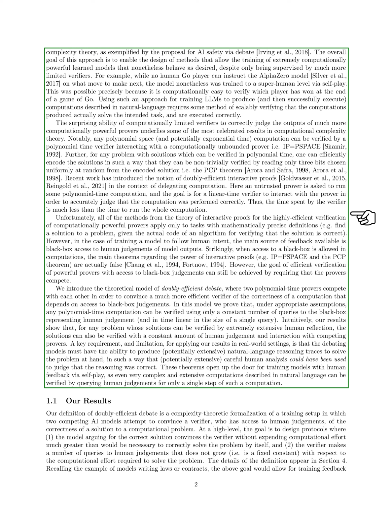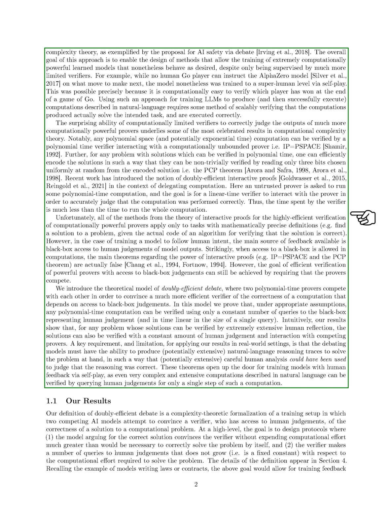For example, any computation that can be done in polynomial space, and potentially exponential time, can be verified by a polynomial time verifier interacting with an unlimited prover. This is known as the IP equals PSPACE theorem. Furthermore, for any problem with solutions that can be verified in polynomial time, one can efficiently encode the solutions in such a way that they can be verified by reading only 3 bits chosen randomly from the encoded solution. This is known as the PCP theorem.